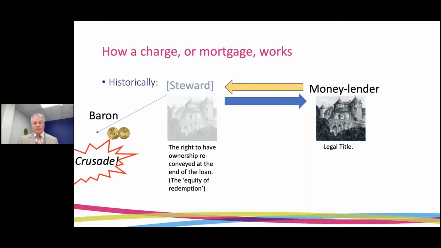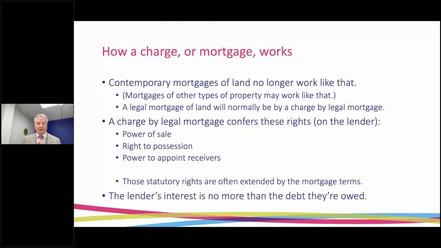And all that he now owns is the right to have ownership reconveyed to him, assuming he comes back alive and enriched and is able to repay the loan. And that residual right that he has got in his property, because legal ownership is now with the moneylender, is called the equity of redemption. And that is why we still describe the net value that the owner of mortgage property has as the equity. It is that equity of redemption, and the historical background to it is nearly 1,000 years.